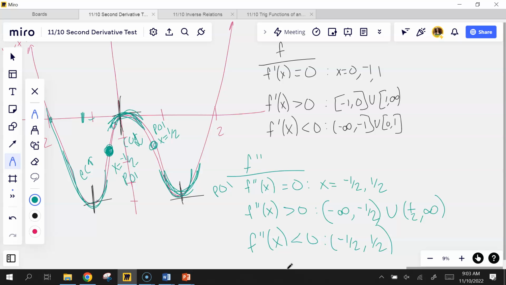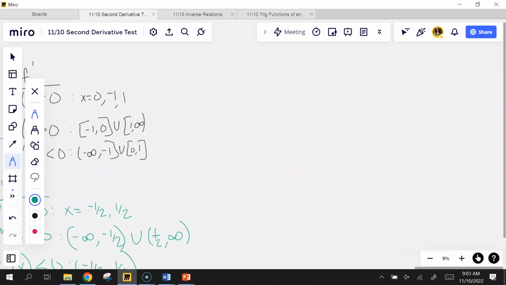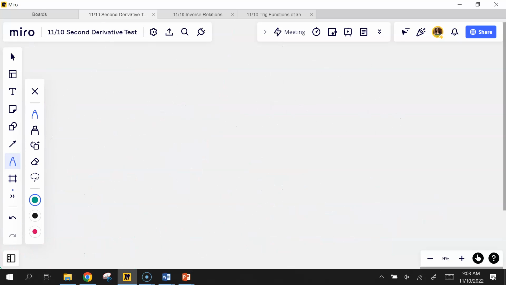What do you think? You think you can try them, or do you want me to do another one? I have another one. Okay. Let's do one first and second derivative test all together algebraically, and then I'll shut up.